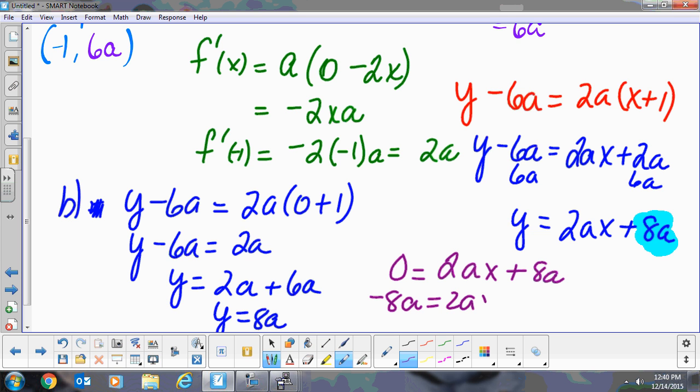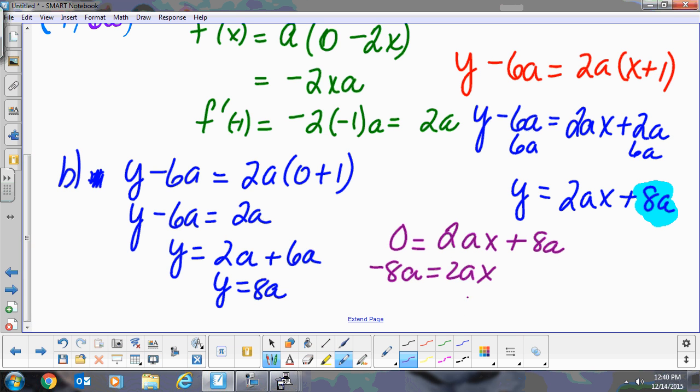And then what do I do to solve for x? What are we going to do? Divide, so we end up with -4. So the x-intercept would be -4, 0. The y-intercept would be 0, 8a. That wasn't too bad. I had about 3 or 4 of these free responses that I could choose from.